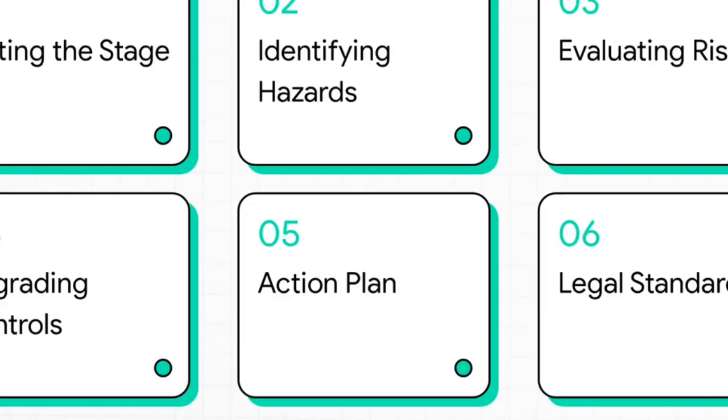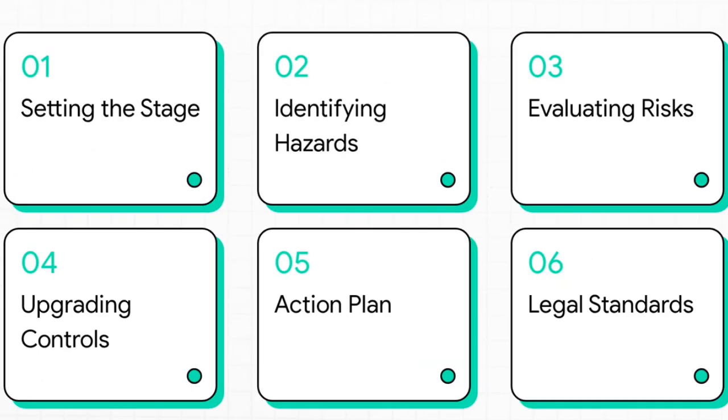To do that, we've got a straightforward roadmap today. 1. Setting the stage. 2. Identifying workplace hazards. 3. Evaluating real risks. 4. Upgrading controls. 5. Creating an action plan. And 6. Legal and global standards.